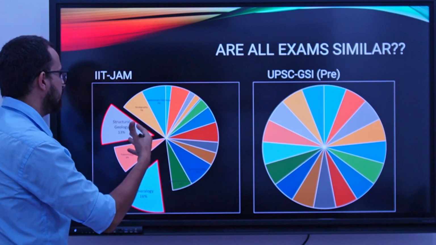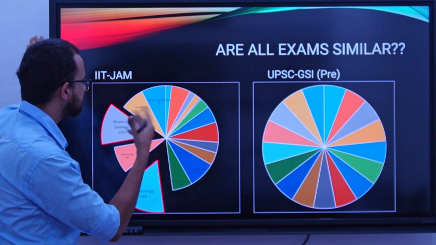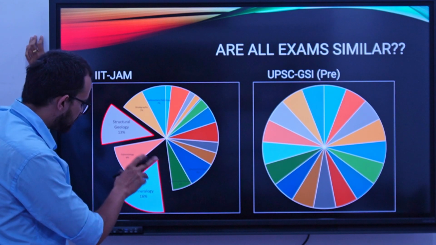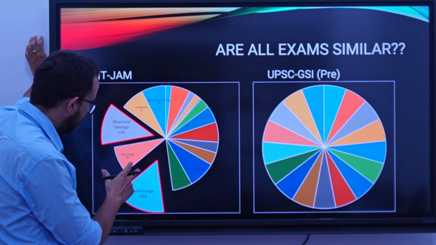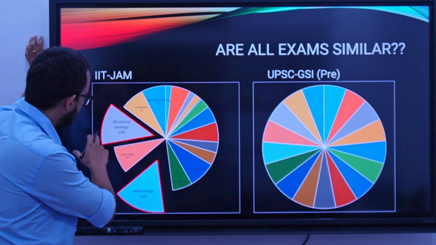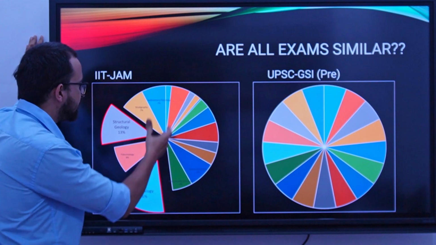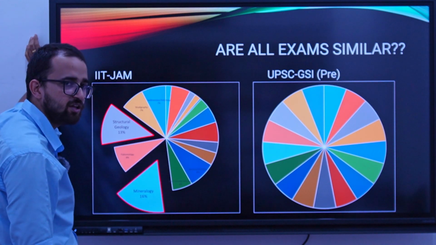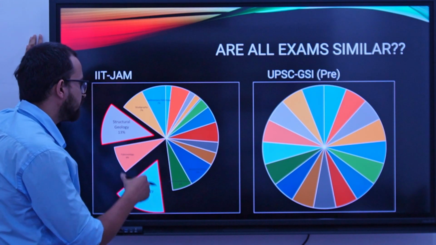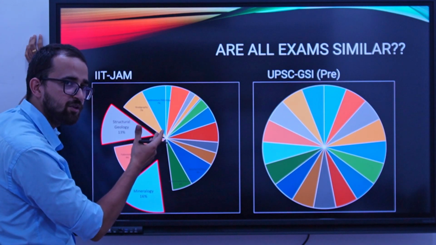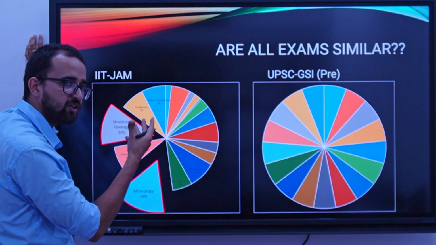But if you look at the pie chart on the left, that is the PYQ analysis of the IIT JAM examination, you can see there are certain subdomains of geology such as mineralogy and structural geology that are holding a bigger chunk of the pie. And there are some slivers, for example, engineering geology, which are holding a minor amount of that pie. This shows that not all of those subdomains have the same authority.